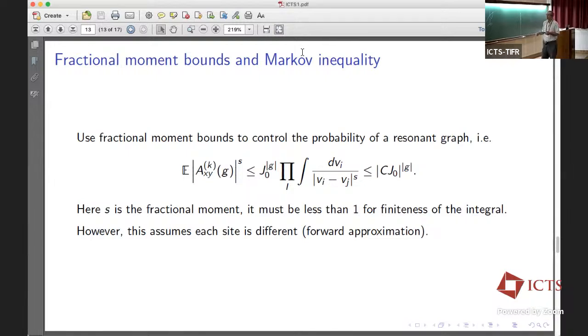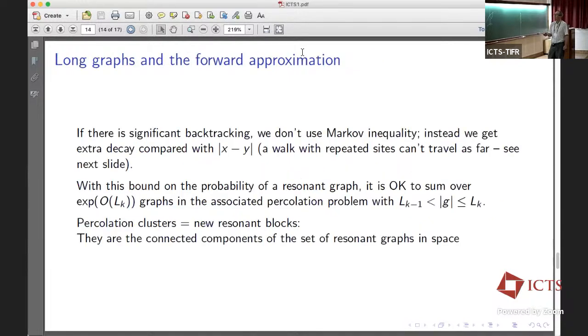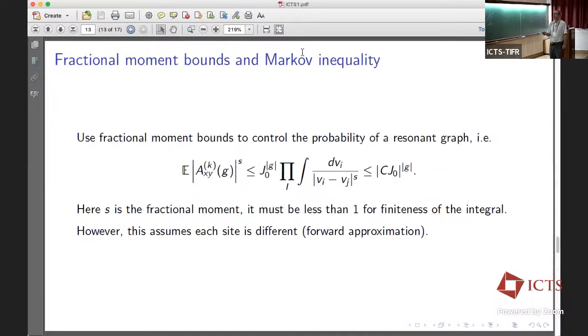So in terms of probability estimates, we see how important it is to stay away from those places where you get repeated sites, where the graph basically returns to where it was before. As I said, this assumes every site is different, which is also known as the forward approximation. But let me come back to this before I talk about how we deal with those problematic areas.